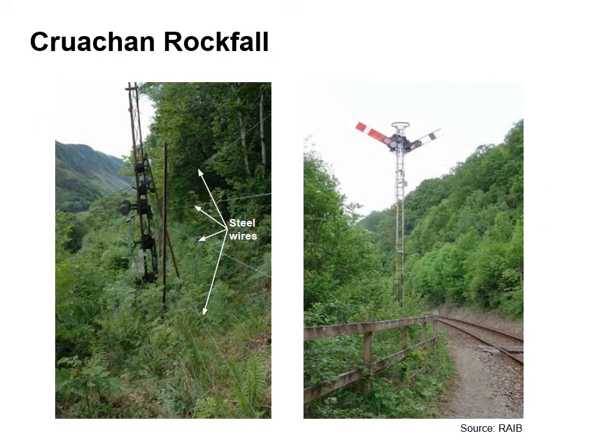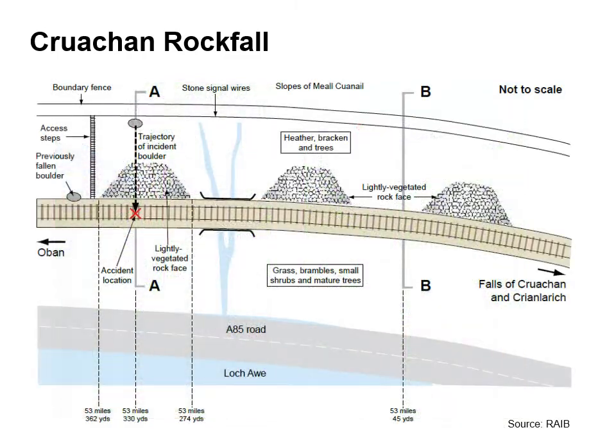So the Pass of Brander stone signals are a series of railway signals situated in the Pass of Brander between Loch Awe and Taynuilt stations on the Oban branch of the West Highland Line in Scotland. They're part of a warning system that advises train drivers to exercise caution in event of a rock fall. This image shows the trajectory of the rock and its final location on the track.